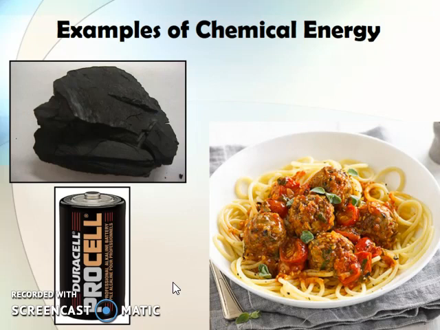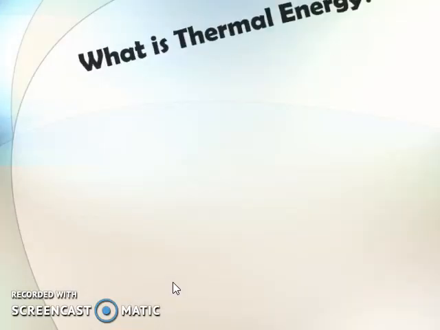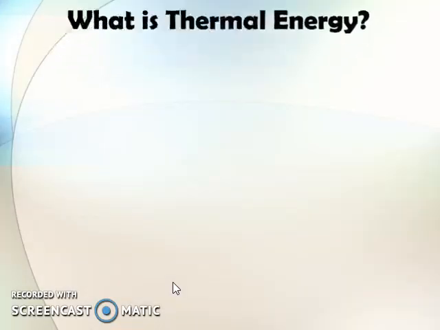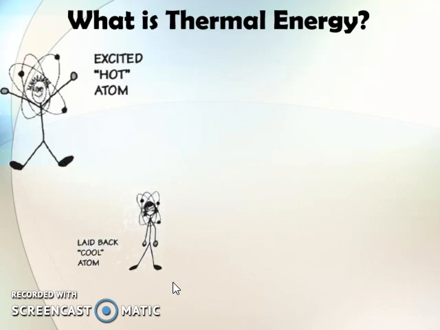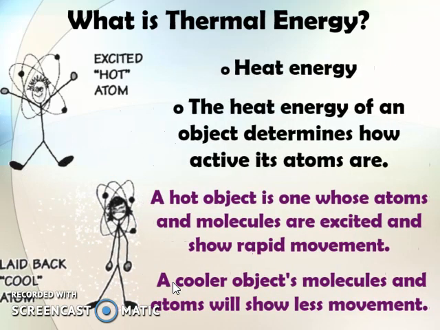into a different form. Here's another one, thermal energy. Now, thermal energy is talking pretty much about heat energy, okay? And so that means when those atoms are excited, they create a lot of energy, they create a lot of heat, so the more the atoms are moving around, the more heat they produce. So hot objects, those molecules or atoms are moving very excited, very fast. Cooler ones, they move less fast. They're going slow.